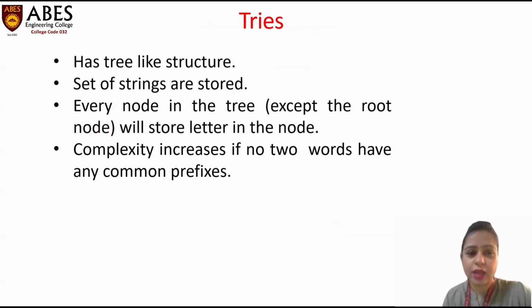Next is your tries. Tries is another data structure that is a tree-like structure where a set of strings are stored. Each node, except the root node, would be storing the letters or alphabets. We have to decrease the complexity by creating this tree where the root does not store any value and the other internal nodes will store the value depending upon the prefix values. So complexity increases if two words have no common prefixes. So prefixes are an important part in a trie. We sometimes perform encoding in tries, and that can be performed using Huffman coding.